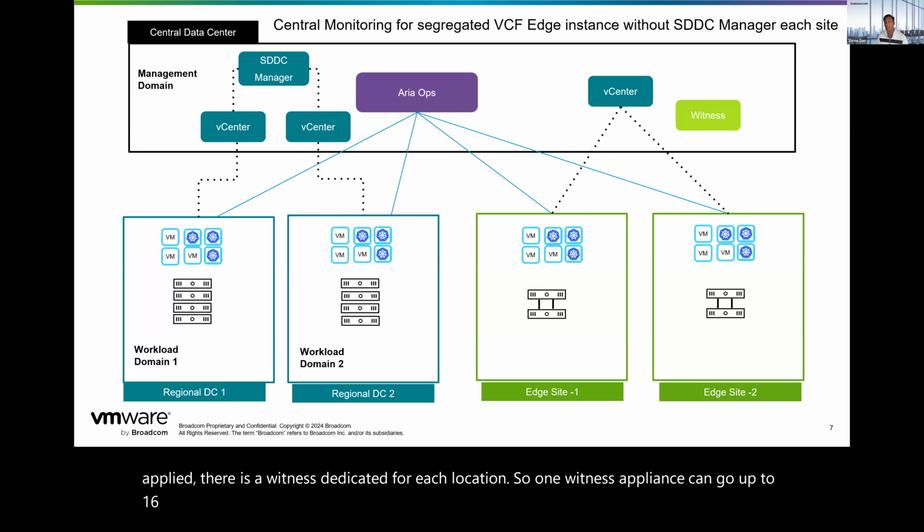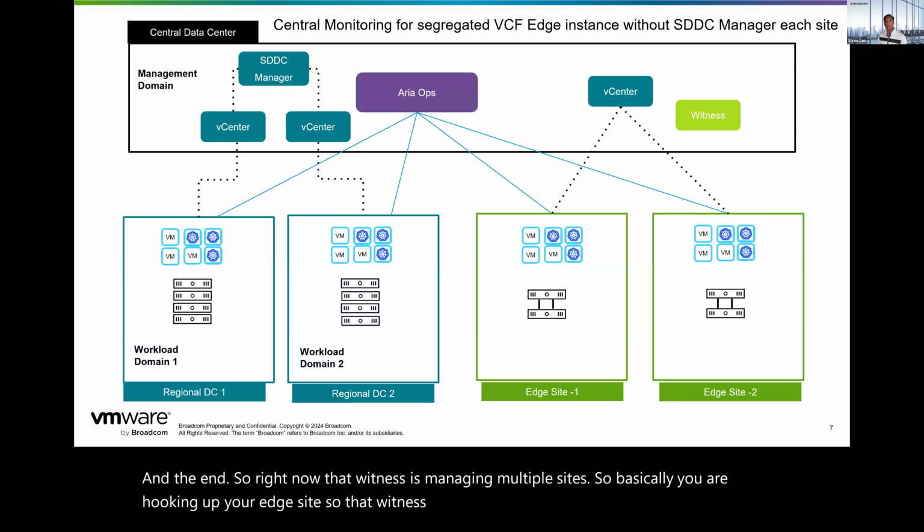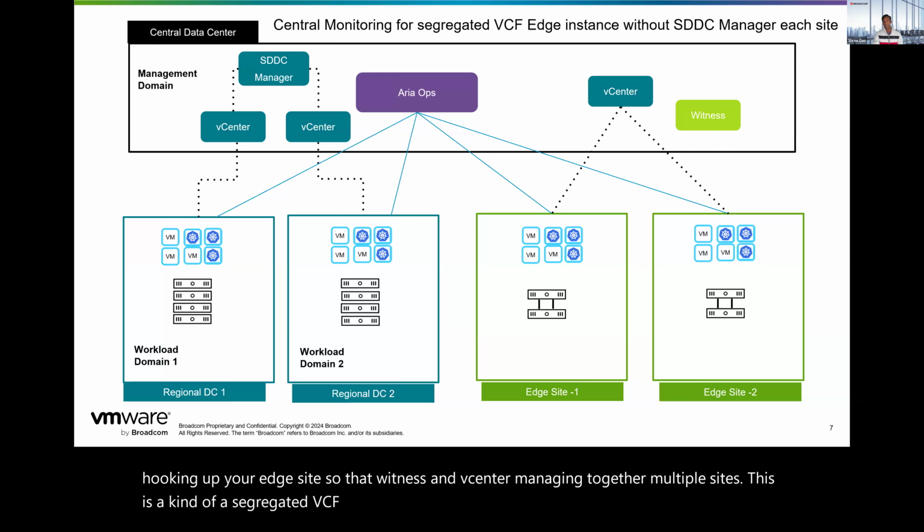There is a sizing example I can go through in the end. So right now that witness is managing multiple sites. So basically you are hooking up your edge sites so that witness and vCenter manage multiple sites together, right? This is a kind of segregated VCF Edge instance without SDDC Manager at each site.